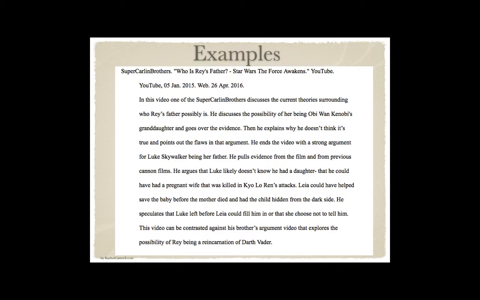And then the person writing this annotation states that this video can be contrasted against the YouTube Brothers argument video that explores the possibility of Rey being a reincarnation of Darth Vader. So here you have the summarize and assess, and then they're reflecting, they're comparing this source to another contrasting argument. That's a great thing to do in your annotated bibliography.